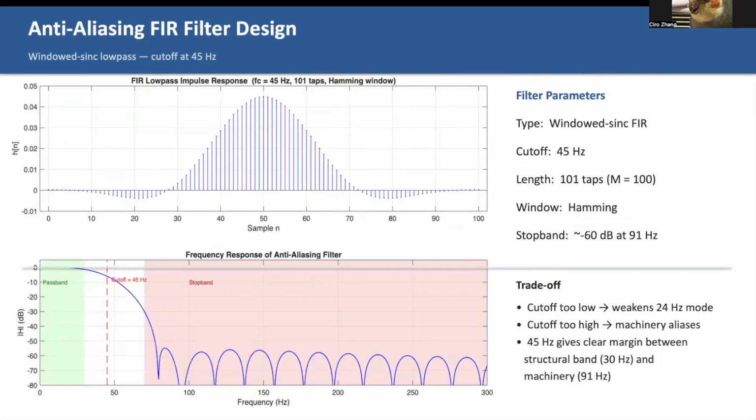So how can we actually fix this corruption issue? Well, one way is to design an anti-aliasing filter before sampling. If we don't want to change the sampling frequency, what we can do is design a low pass filter, in this case with a 45 hertz cutoff. You can see that the impulse response is shaped by a Hamming window, and the frequency response is flat up to around 45 hertz and drops to around negative 60 dB at around 90 hertz. The trade-off is that we want to design this filter to not be too low, so it doesn't cut off our structural modes, but also not too high, so it doesn't let the machine parts through.